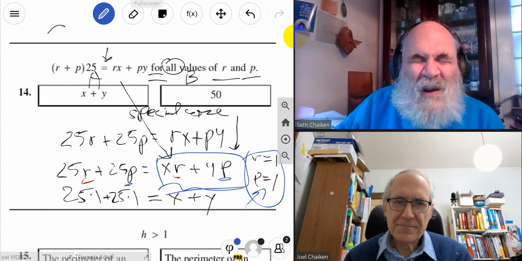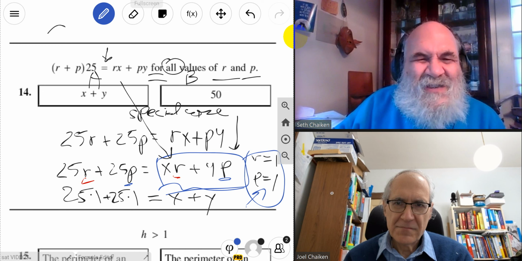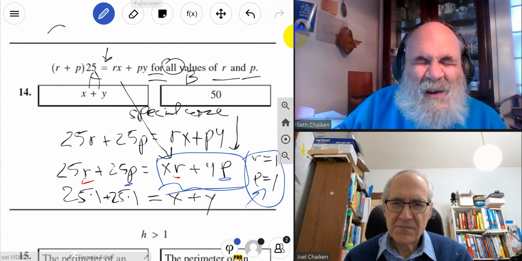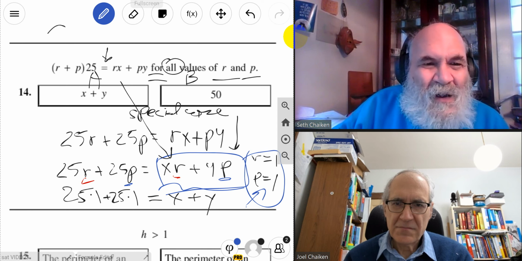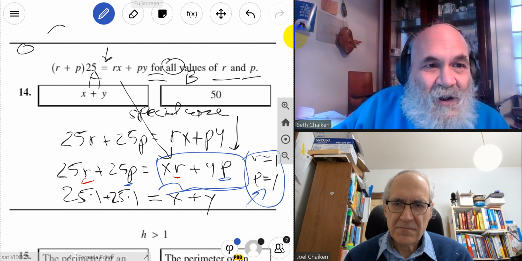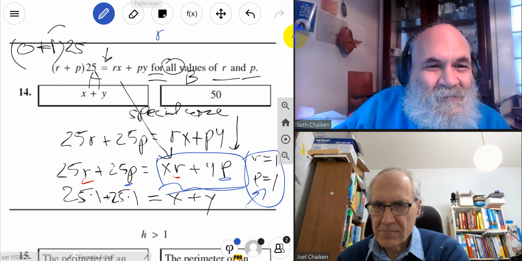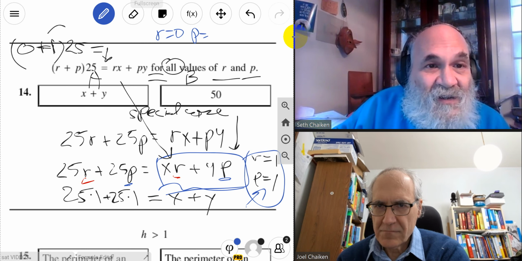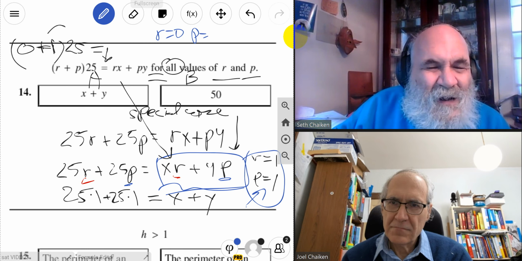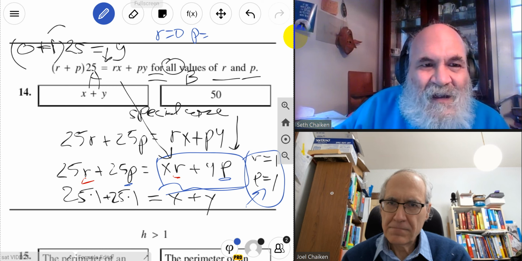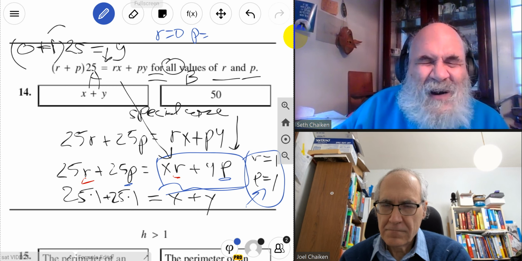So let's see. What does this equation say when r equals 0 and p equals 1? Well, when r equals 0 and p equals 1, we get 0 plus 1 times 25 equals y. So this tells us that y equals 25.